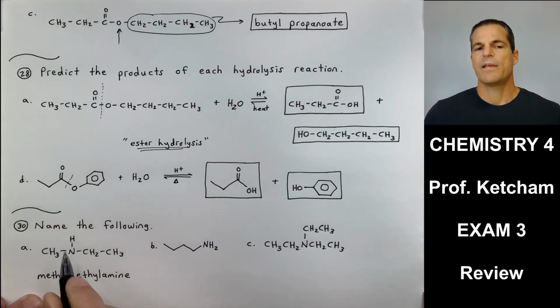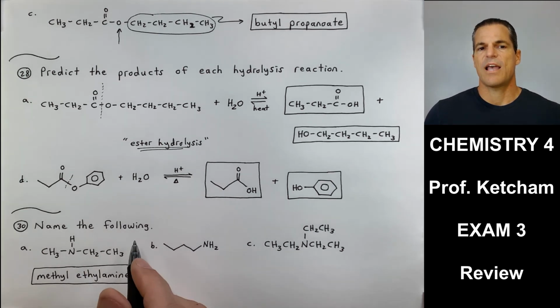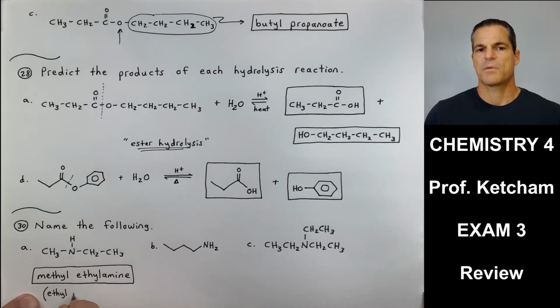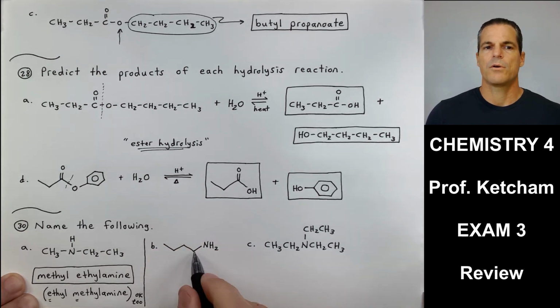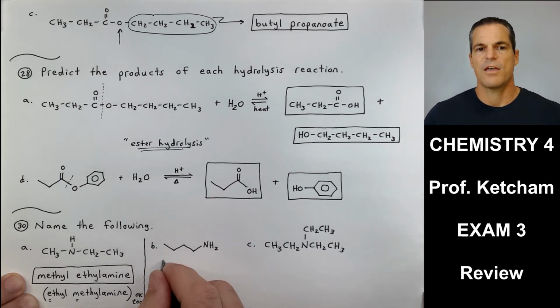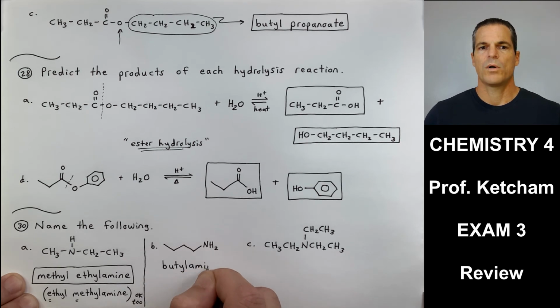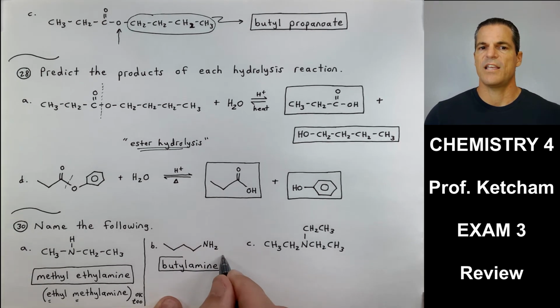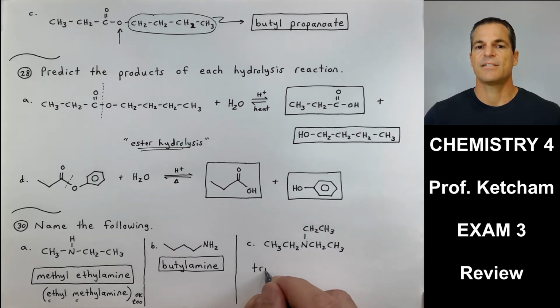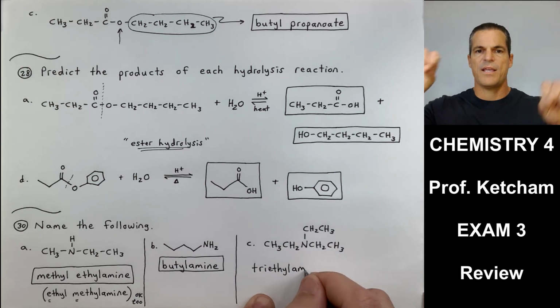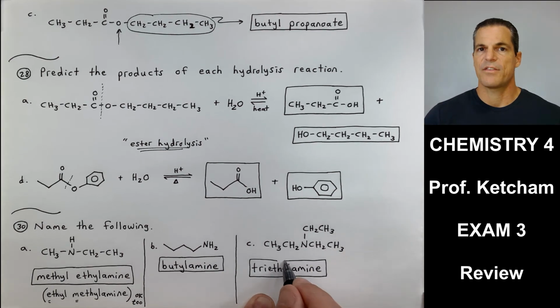Now, it would be acceptable for me if you called this methylamine, just because my notes are a little bit different than your book. But in any case, you see we have a nitrogen. This is an amino group, amine, so you got a methyl, ethylamine. B, 1, 2, 3, 4, 4 carbons with an NH2 on the end. This is butylamine. C, I see a nitrogen surrounded by 3 ethyls. That's triethylamine.